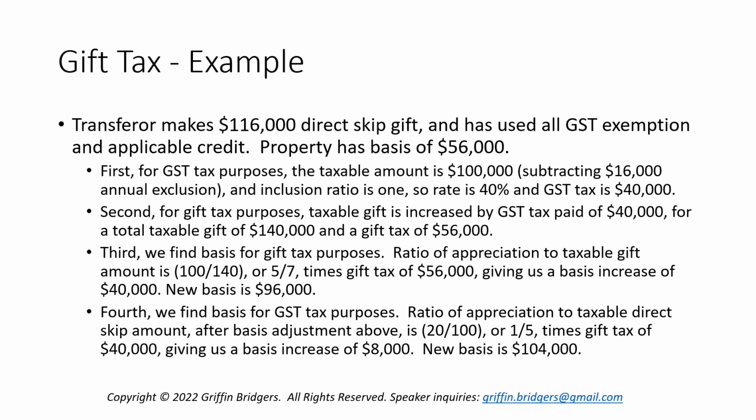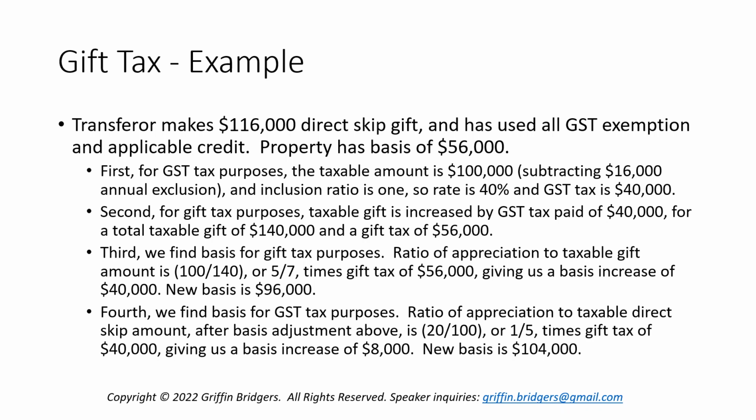So our total taxable gift will be $140,000 after we back out the annual exclusion as well. As a result, our gift tax on that $140,000, at 40%, is going to be $56,000. So of that $40,000 in GST tax and $56,000 in gift tax paid out of pocket, how much of that can be used to increase the basis?